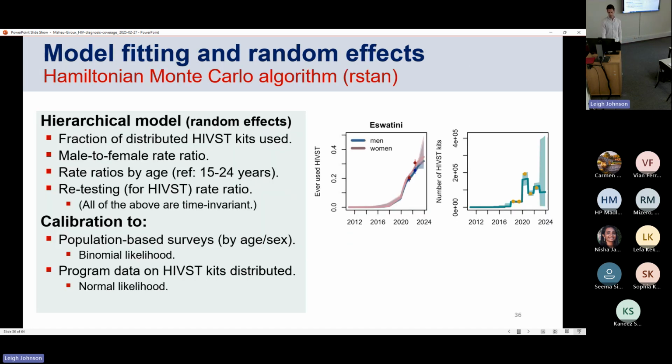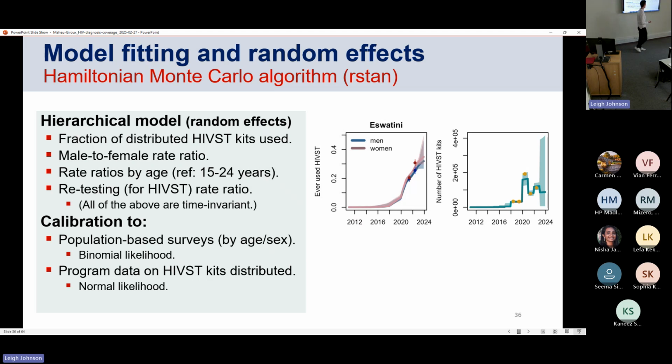So this is an example of the model. The parameters that we're estimating are the fraction of distributed HIV self-testing kits that are used, the male-to-female rate ratio, the rate ratio by age, and the retesting rate ratio for HIV self-testing. And we assume for simplicity that all of the above are time invariant. We calibrated to population-based surveys and to program data.